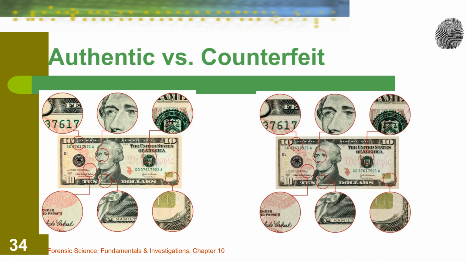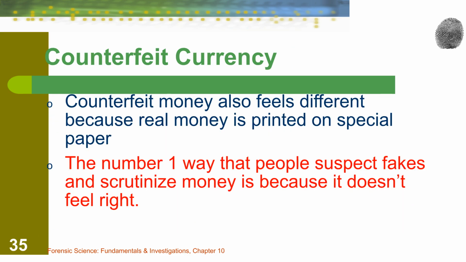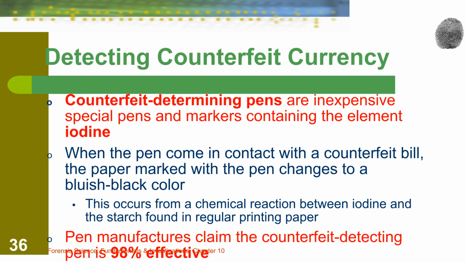Here you see an example of authentic versus counterfeit currency, highlighting the need for detailed examination to spot the differences. Counterfeit money often feels different because real money is printed on special paper containing rag fiber instead of starch. The number one way people suspect fakes is because the texture doesn't feel right. Counterfeit determining pens contain iodine. When used on counterfeit bills printed on regular paper, the mark turns bluish-black due to the chemical reaction between iodine and starch. These pens are claimed to be 98% effective.